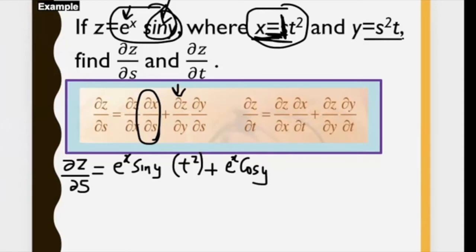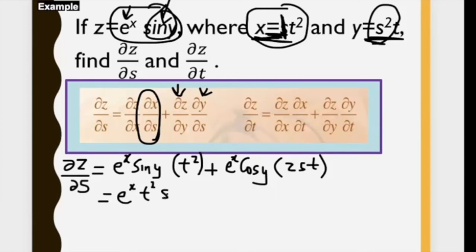Now differentiating this part, finding the partial derivative of y with respect to s, differentiate s squared to get 2s. So that means here I will have 2st. So what I have here is e to the x, t squared, sine y, putting this in front, so I'll have plus 2st e to the x cos y.